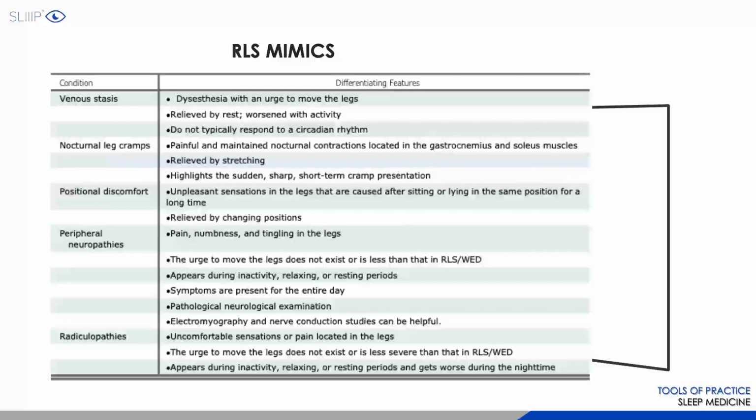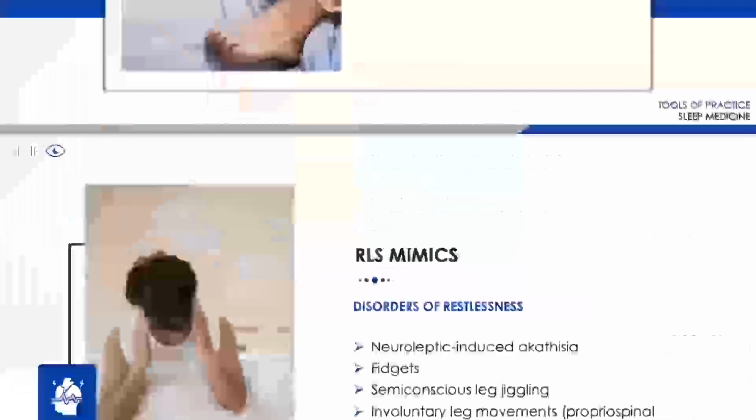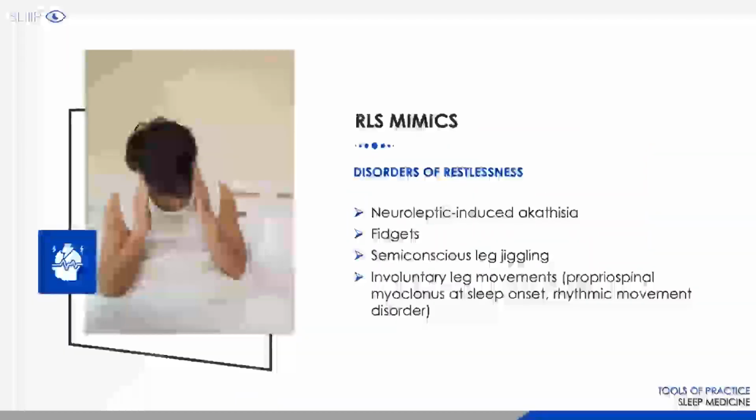So it's important to figure out what's causing the symptoms. That's why it's important to remember the 4 criteria: the urge, the worsening in the evening, the activity relieving it in these patients. And you have the deep-seated urge to move the legs. So just to make sure that we are familiar with the diagnostic criteria here: rest-induced urge to move their legs, activity improves it, and also evening, that worsens symptoms.